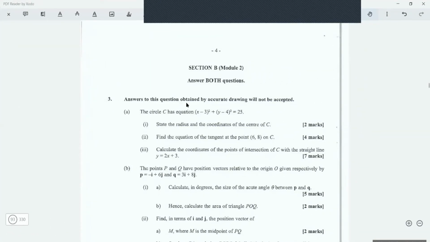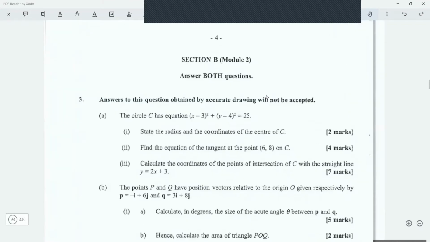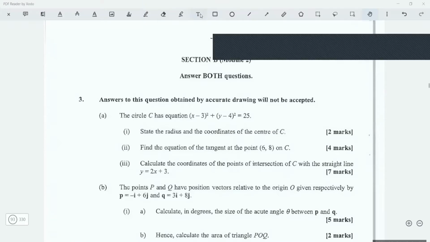Answer this question. It says answers obtained by accurate drawing would not be accepted. Oh, so if you sketch the graph, that's not a solution. They said that we need to state the coordinates and the center. What's the center of this circle? 3, 4. 3, 4, nice. See, 3, 4, that easy.